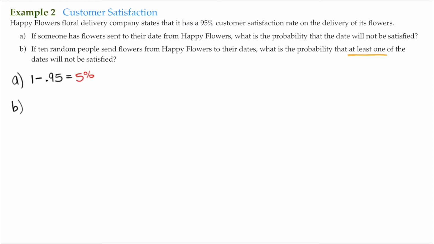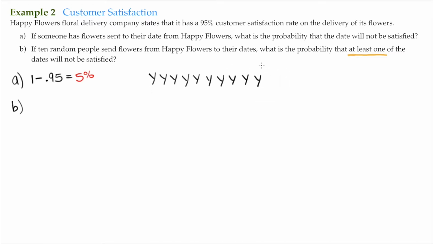So if I was to make the sample space that represented B, maybe it would look something like this. If I let Y mean yes, they're satisfied, and N mean no, they're not satisfied, maybe it could look like this. So here we have these 10 people. This first person said, yes, I'm satisfied. The second person says, yes, I'm satisfied. The third says yes, and all 10 say yes.